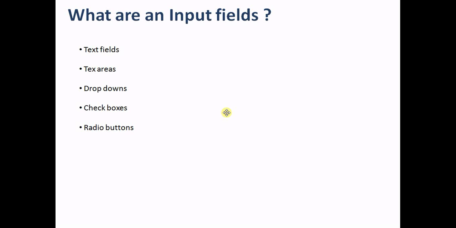To capture textual values, the small ones like your name or something, you can use text fields. If you want to input some description like large paragraphs, then you can use text areas. And drop downs, when you have to select multiple values, again checkboxes. And radio buttons to select single value out of multiple values.